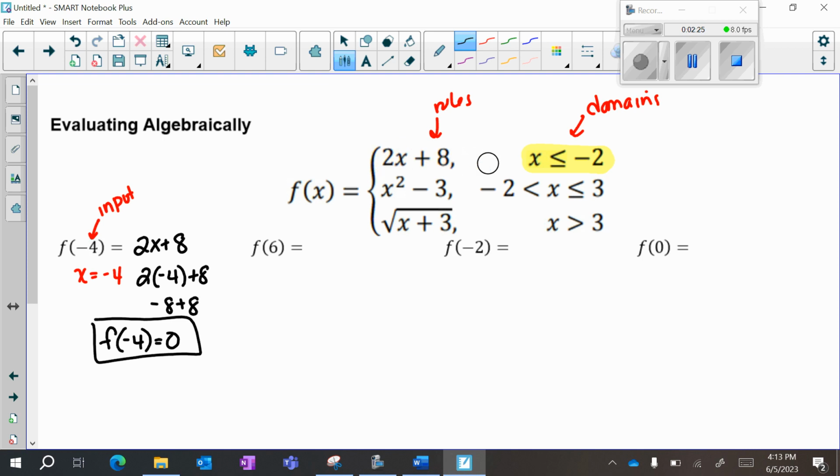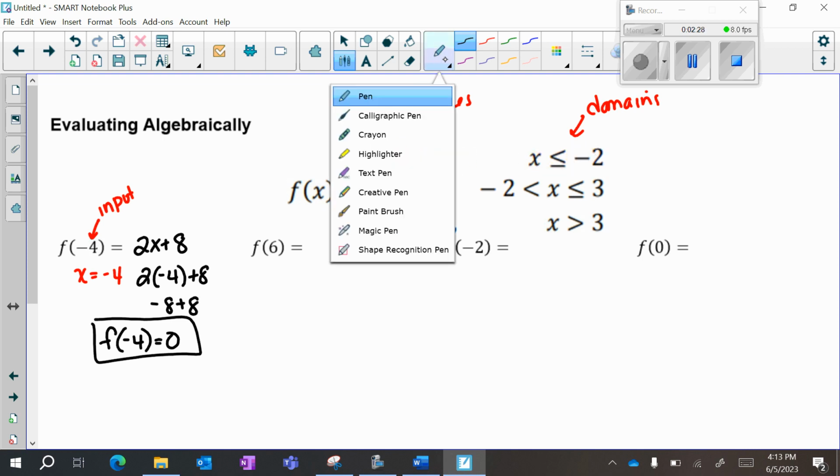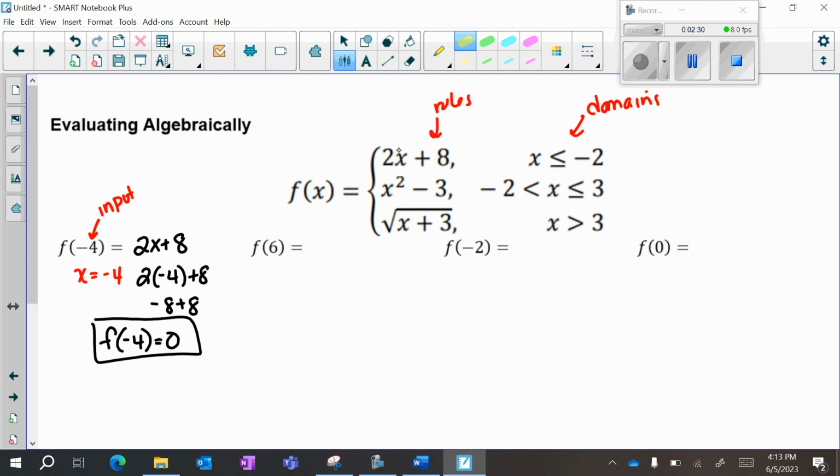They want us to find f of 6. So I first need to identify the domain where 6 falls. So that would be down here. For x greater than 3, 6 is greater than 3. So I'm going to use the radical x plus 3 rule. So radical 6 plus 3 gives me radical 9, which is 3. So that means f of 6 is 3.